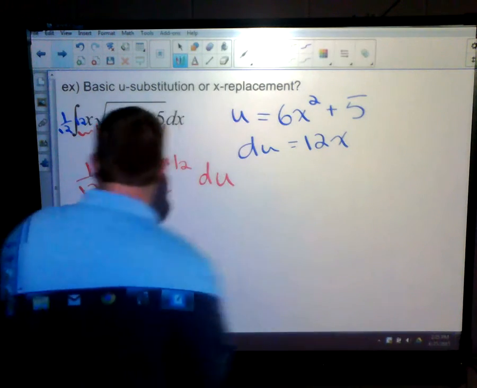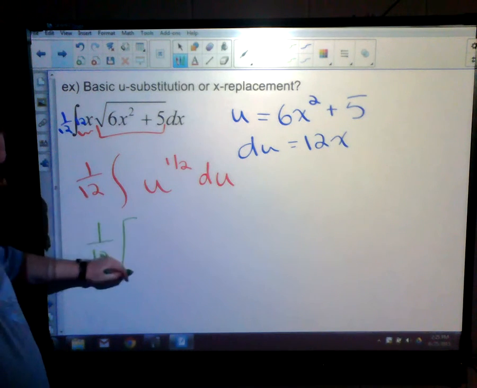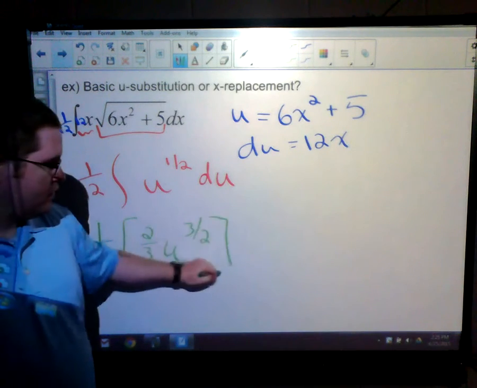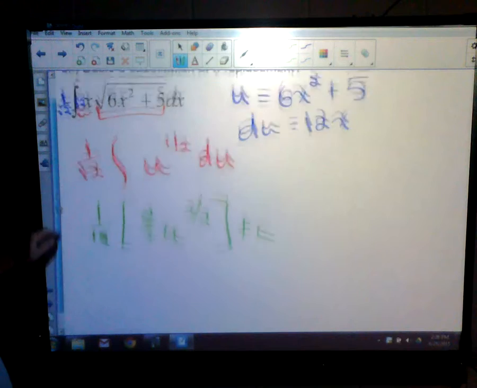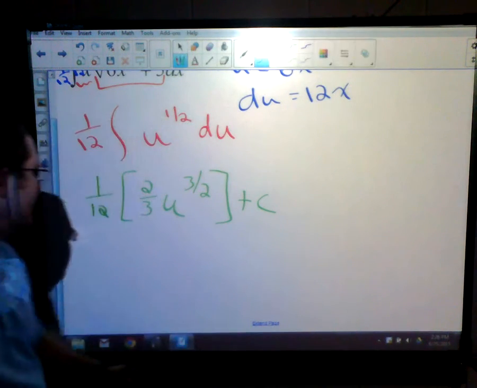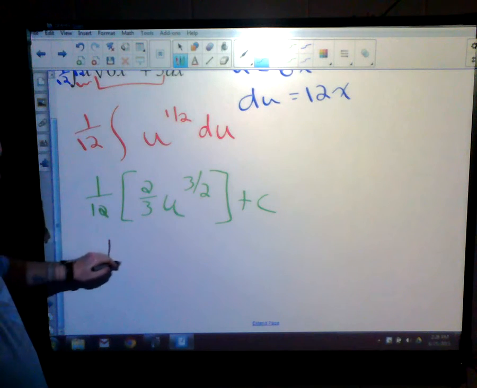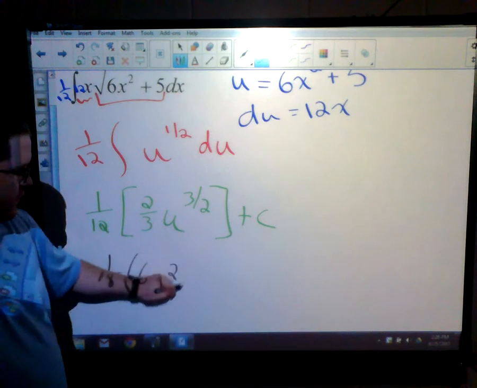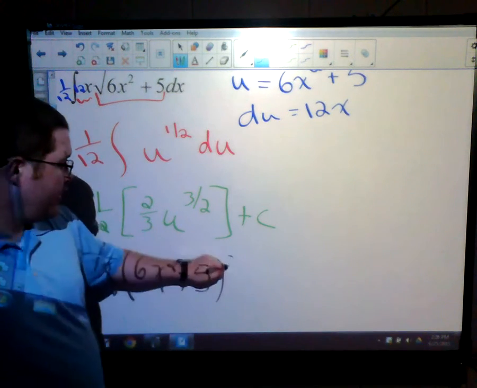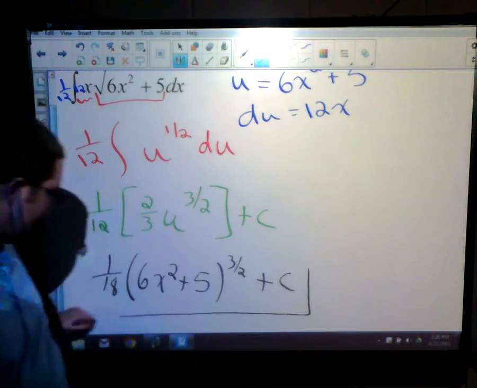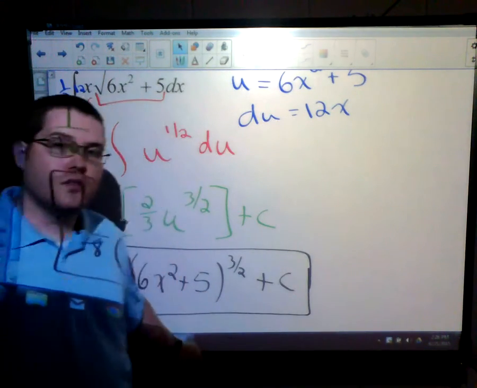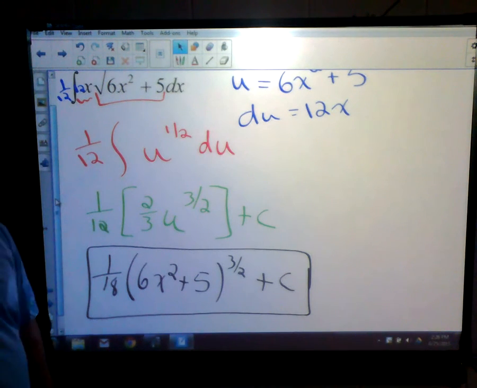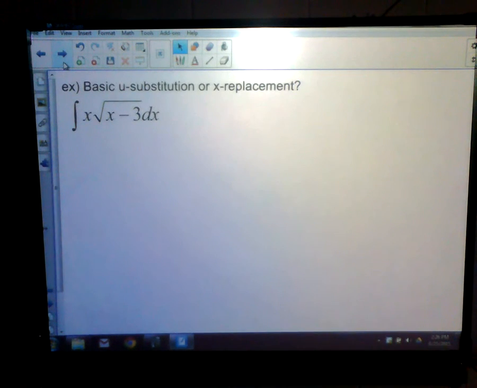Let's integrate by hand. That's u to the, if you add 1, you get 3/2. Flip it and put it in front. Don't forget your plus c. Don't ever leave your answer looking like that. Put your u back in there. So that's 2/36 or 1/18. U was 6x squared plus 5, and now it's to the 3/2 plus c. That is a pretty straightforward U substitution problem. What's inside? What's du? Can I make du? Balance your problem.